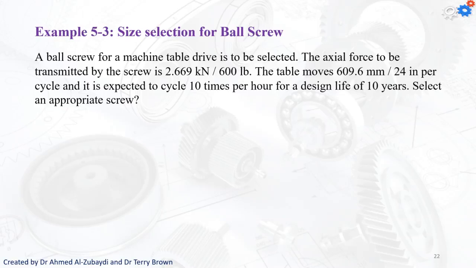Okay, now we are going to have example 5.3, which is the last question we have for the tutorial, for the size selection for the ball screw. In this example, we have a ball screw for a machine table. The drive is going to be selected.